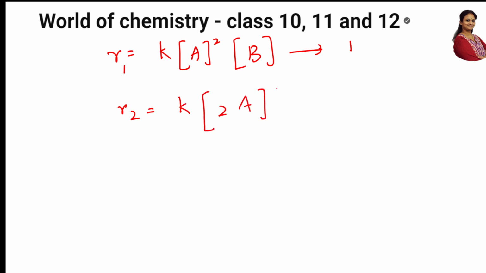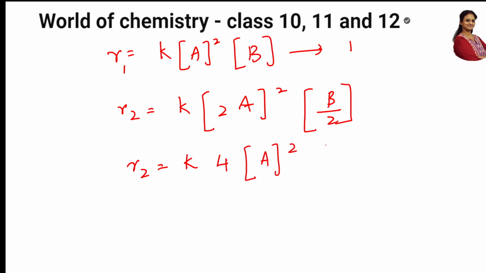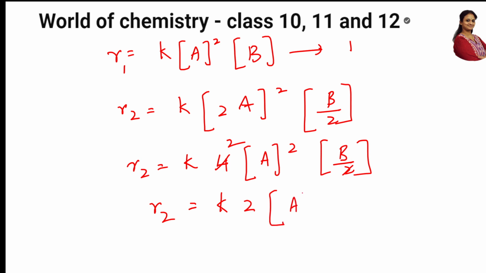Now in R2, A is doubled. How much is B? B has become half. Solve it. Easy. So this is 2 squared, right? So this becomes K times 4, this A squared and this B by half. Correct? Now further solving R2, can I cancel this? 2 ones are and 2 twos are 4. Comes K, 2 A squared and B once.